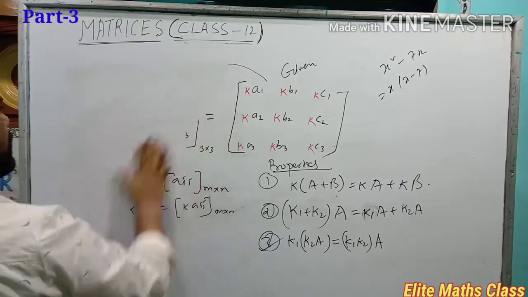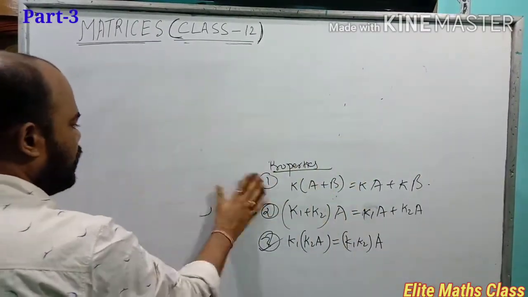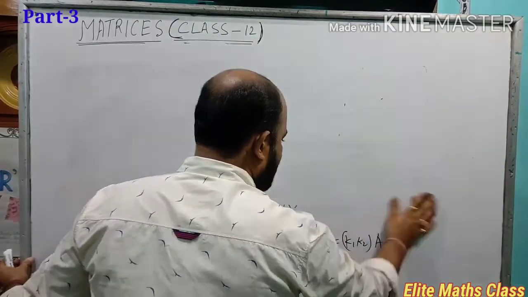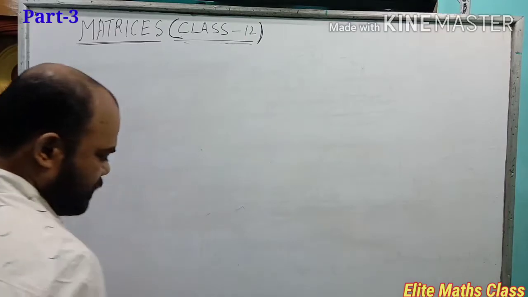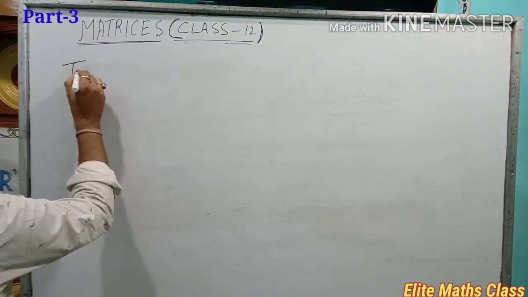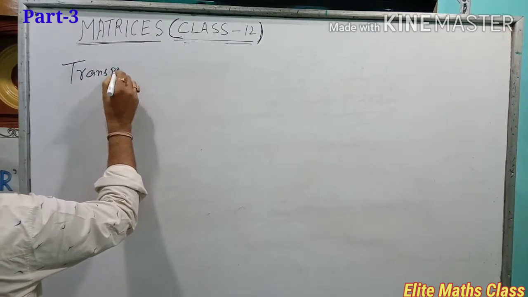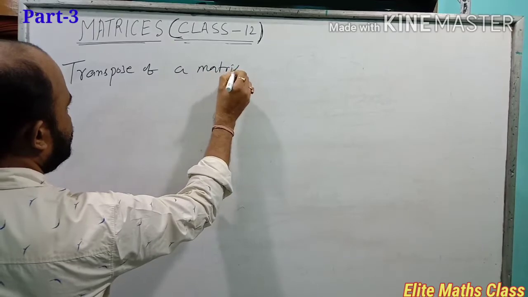Now what is transpose of a matrix? This part, transpose, is very important. After defining transpose, another two types of matrices are also defined based on transpose. So the next part is transpose of a matrix. What is transpose of a matrix?